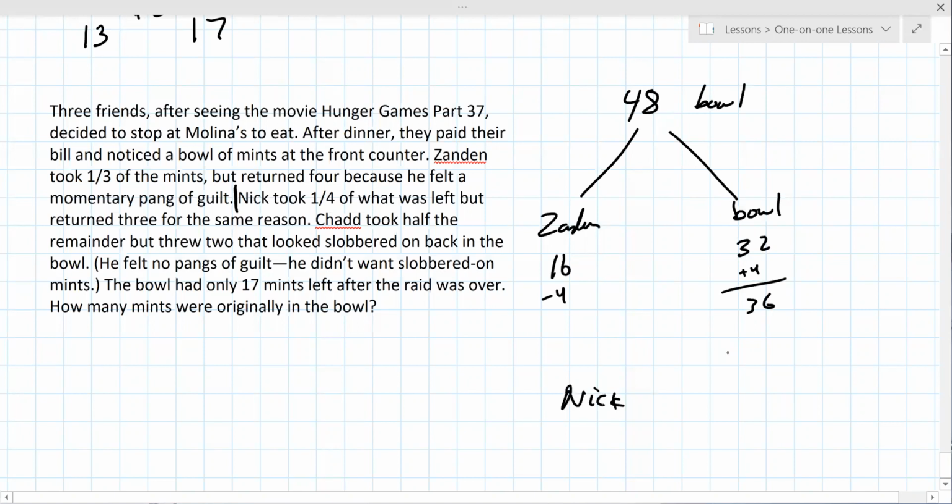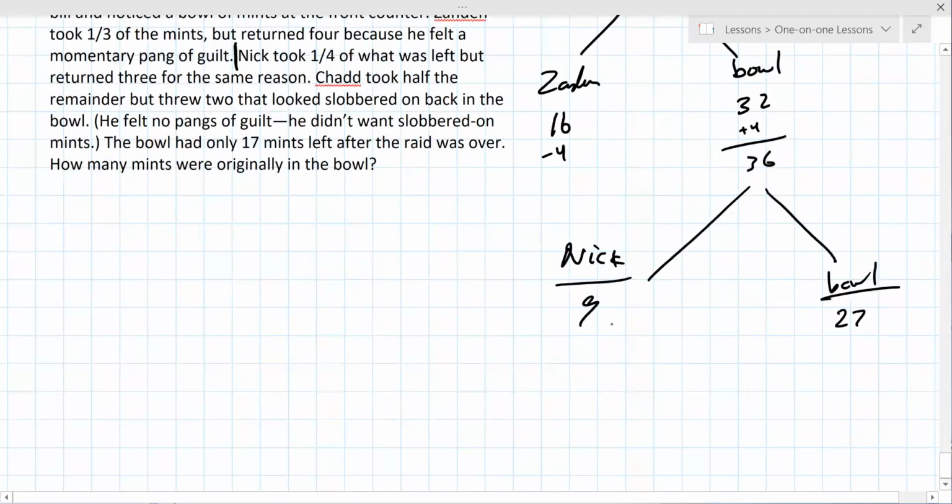So now we're up to Nick. Nick's over here. He took a quarter of 36. What's 1/4 of 36? 9. So how many are in the bowl? 36 minus the 9 is? 27. Okay. But then what did Nick do? He feels bad, so he takes 3 and adds it over here. So there's 30 in the bowl.